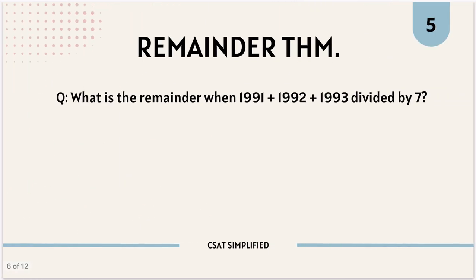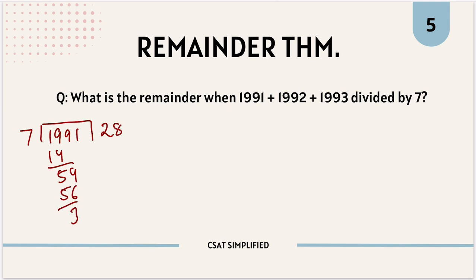The next part is this question: what is the remainder when 1991 plus 1992 plus 1993 is divided by 7? So how to do that? Either I can do the summation of it and then divide by 7, or calculate the individual remainders. Suppose I calculate the remainder of this by 7. 7 times 2 is 14, 59 minus 56 is 3.